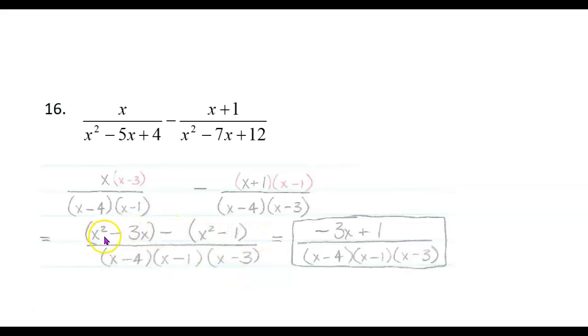We got our x squared minus 3x minus our x squared minus 1. So we're subtracting x squared and we're subtracting negative 1. The x squared minus the x squared cancels out, and then we still have a minus 3x and a plus 1. So the final answer is negative 3x plus 1 on top over x minus 4 times x minus 1 times x minus 3 on the bottom.